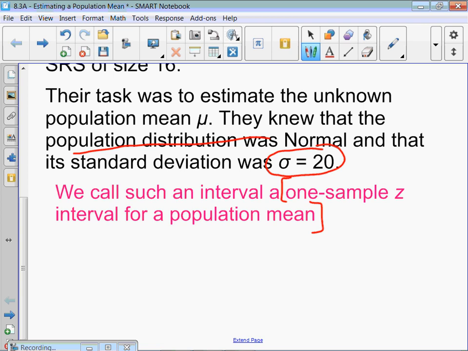Now, sometimes you do. This is called a one-sample z interval for population mean, and you might want to write that down. So, one sample z interval for population mean. You're going to use this if you know sigma, which is the population standard deviation, which is not very often. But sometimes we do.